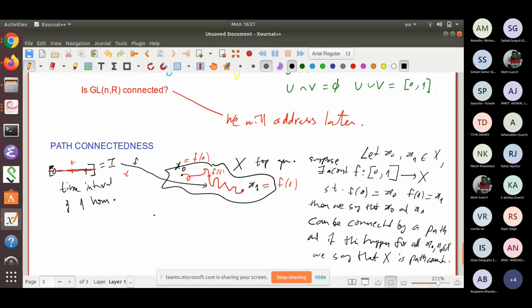The space is a subspace of R2 and it looks like this. It has two parts. Can you go with a continuous path from x0 to x1? Can you? No.